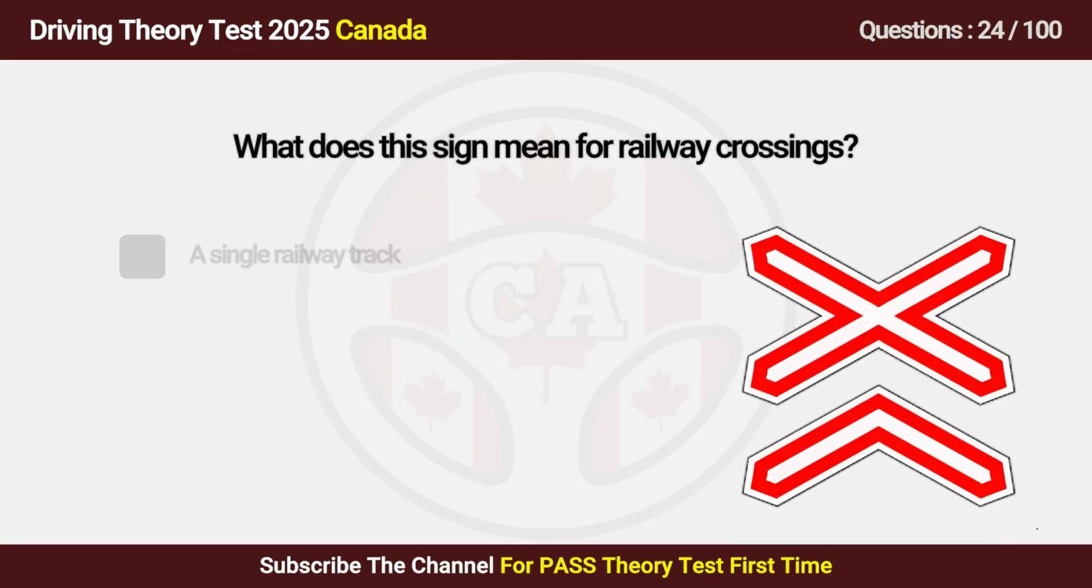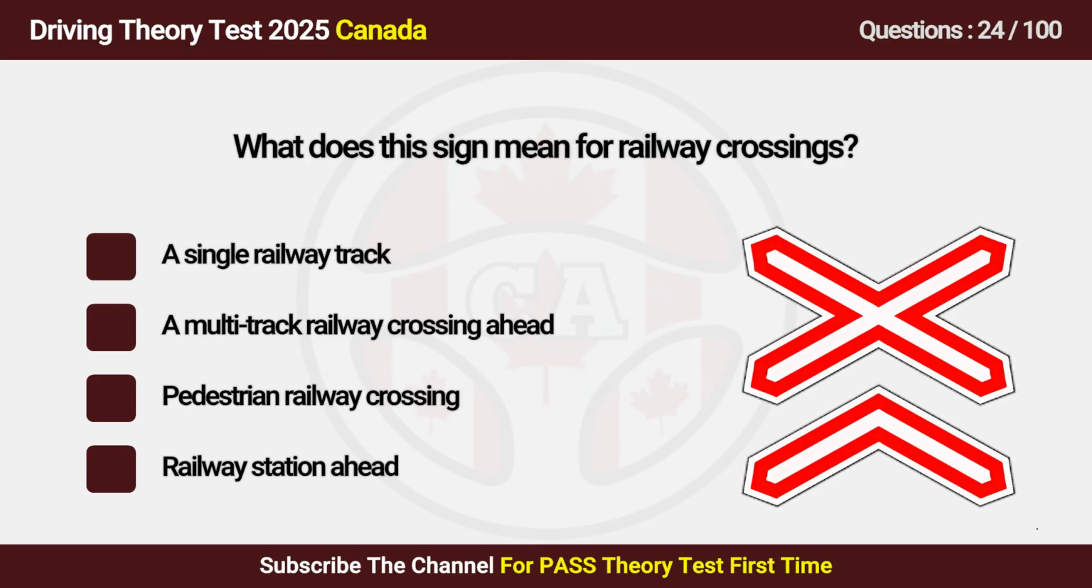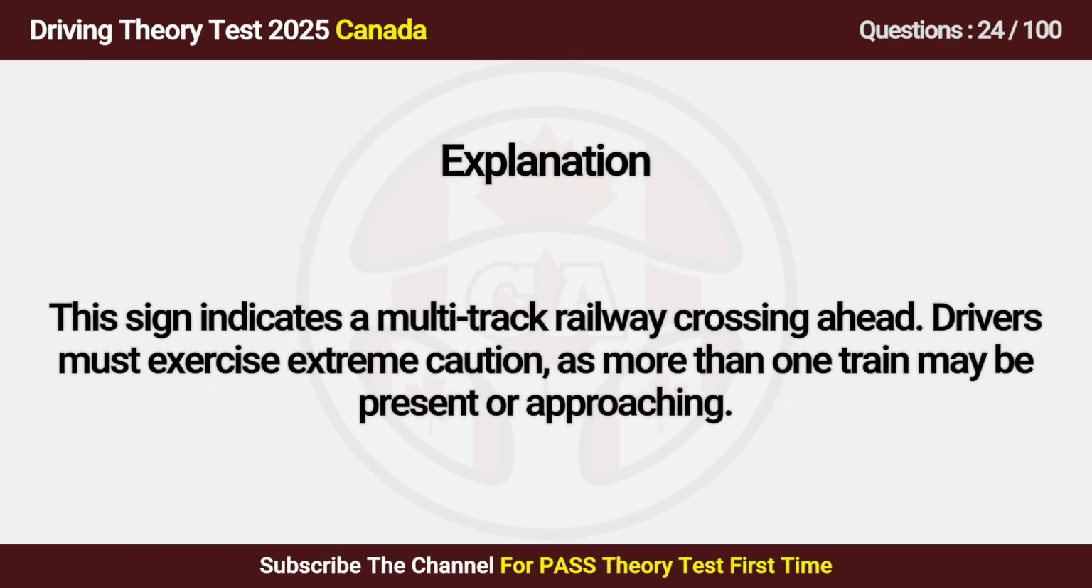Question 24. What does this sign mean for railway crossings? A. A single railway track. B. A railway crossing ahead. C. Pedestrian railway crossing. D. Railway station ahead. Answer is B. A railway crossing ahead. This sign indicates a railway crossing ahead. Drivers must exercise extreme caution, as more than one train may be present or approaching.